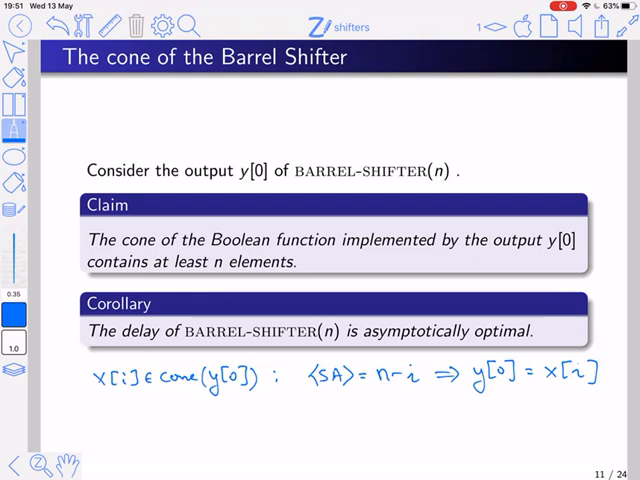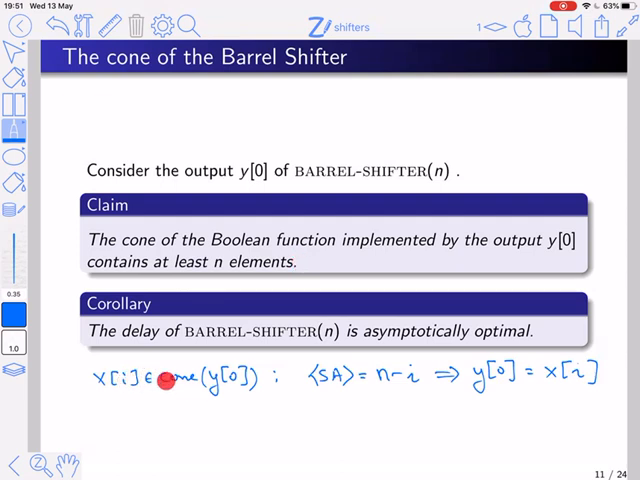We may ask about lower bounds. How good is this barrel shifter? Well, consider the output y0 of the barrel shifter, the least significant bit of the output. We claim that the cone of the Boolean function implemented by y0 contains at least n elements.